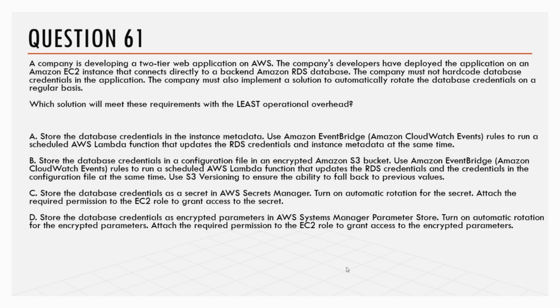Now, question number 61. It says a company is developing a two-tier web application on AWS. The company's developers have deployed the application on an Amazon EC2 instance that connects directly to a backend Amazon RDS database. The company must not hardcode database credentials in the application. The company must also implement a solution to automatically rotate the database credentials on a regular basis.